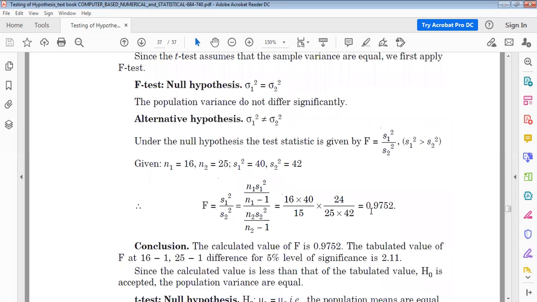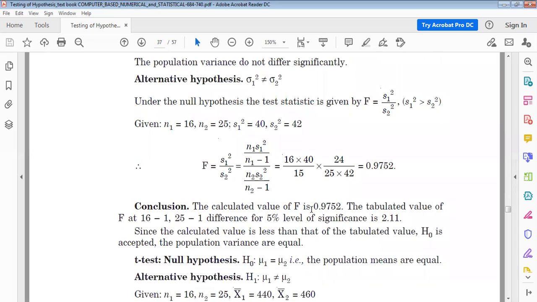Now applying this, we get 0.9752. Understand? The calculated value of the F test is 0.9752. That means the table value of F at degrees of freedom 16 minus 1, that is 15, and 25 minus 1, that is 24, at the 5% significance level will be what? 2.11. From the previous table it has come. Since the calculated value is less than the table value, the null hypothesis will be accepted, and the variance is the same.